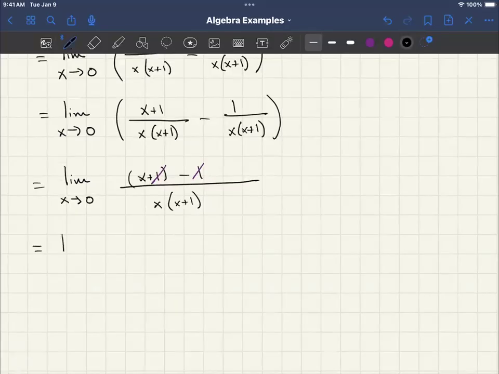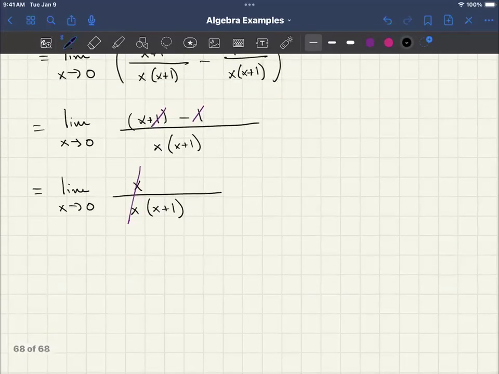Now that it's one fraction, the plus 1 and the minus 1 will cancel, which makes our life so much better. Now we have the limit as x goes to 0 of x is left on the numerator. That's what survives. And then x times x plus 1 in the denominator. And you'll notice we have an x in the numerator and x in the denominator. We can kill those off. They cancel each other out.